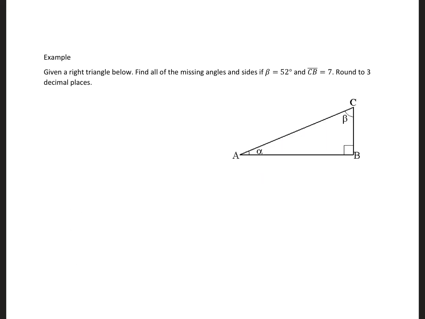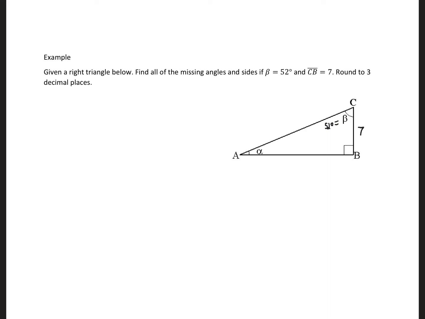So now we're actually going to use those ratios to solve for side lengths. I'm going to show you that for whichever angle you choose, it's not going to change the result as long as you set the ratios up the way that they are designed. So in this triangle, we're given this angle beta up here in the top, that this is 52 degrees. And we're told side length CB is 7. And we want to find all of the missing sides and angles.